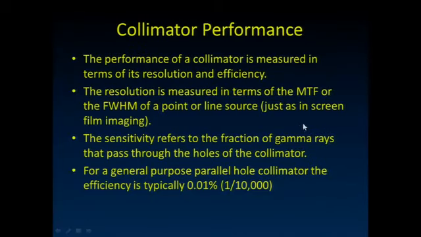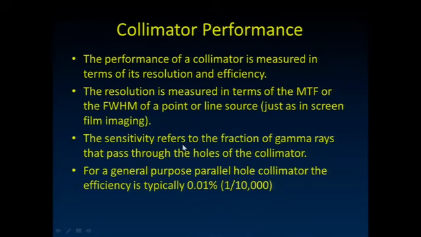The performance of the collimator is measured in terms of its resolution and efficiency. And resolution we measure just like we did in the other ways. We can have some bar phantoms. We can try to calculate a modulation transfer function. Or we can image a point source or a line source and see how much that gets blurred out, the full width at half maximum that some of you may have heard of.